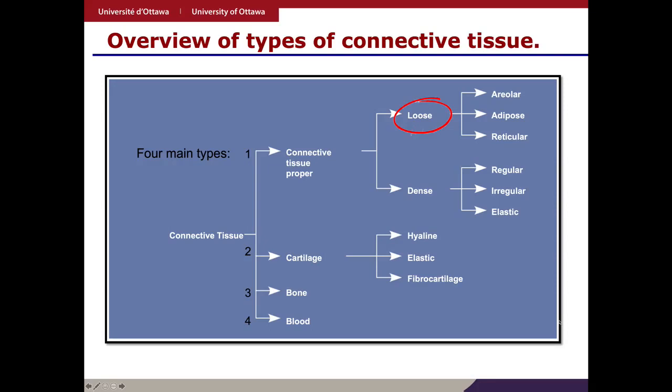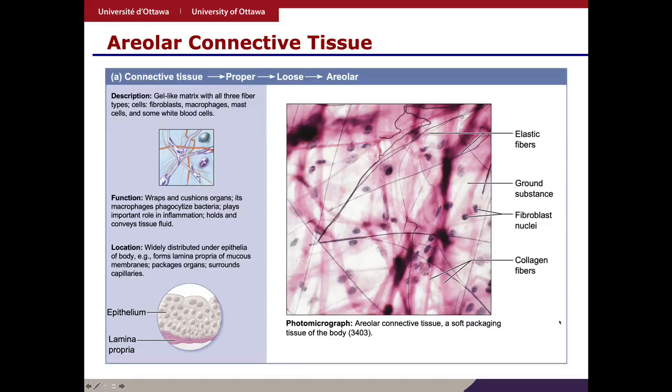Connective tissue proper is divided into loose and dense, and further subdivided into areolar, adipose, and reticular. Let's begin with areolar. Areolar literally means open spaces. Areolar connective tissue contains fibroblast cells that secrete a loose arrangement of mostly collagen, but some elastic fibers.